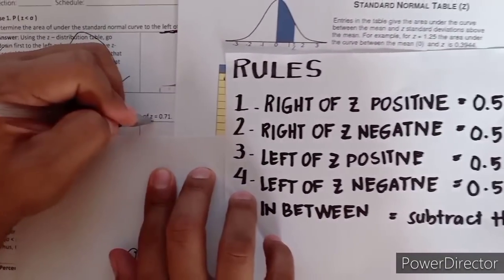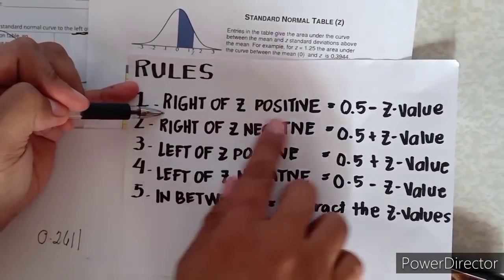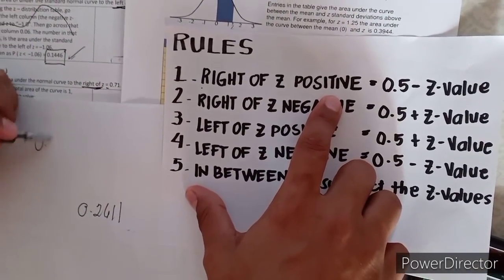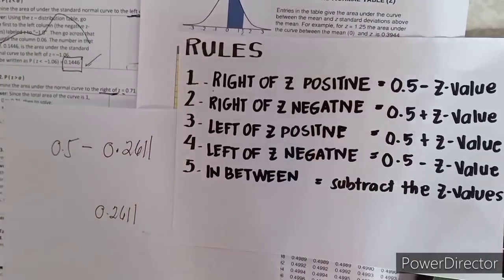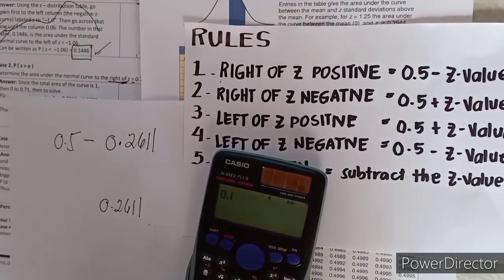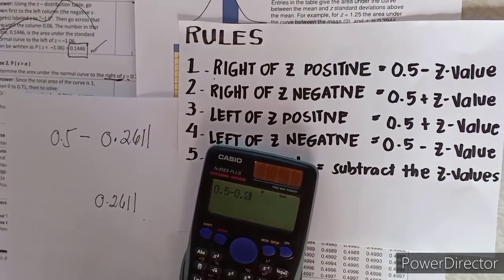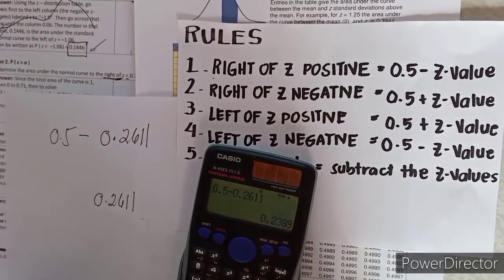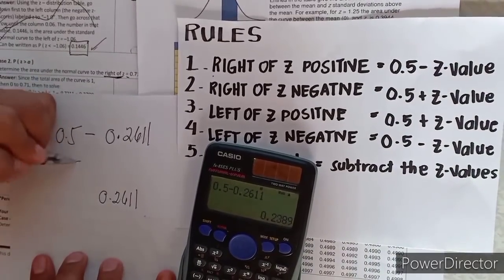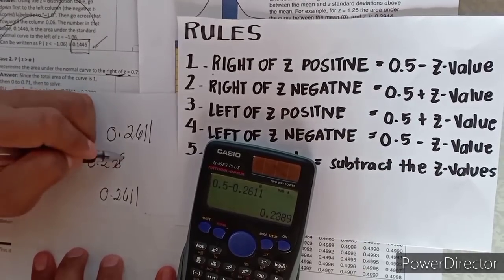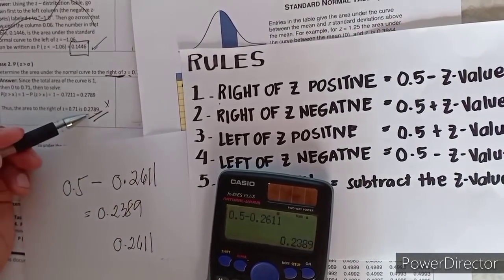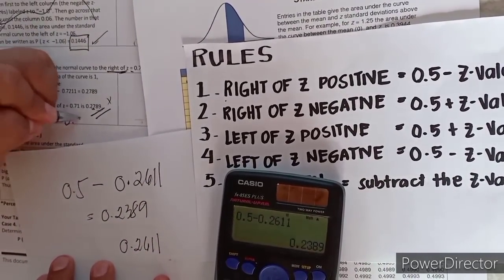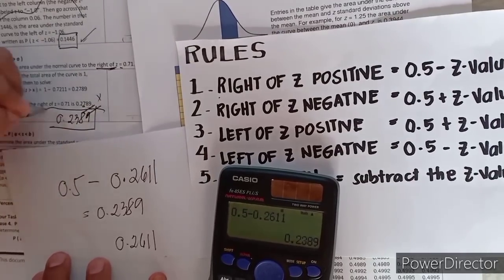1, 2, 3, 4, 5 ba? Tingnan natin. Right of Z positive. So, rule number 1, sabi niya 0.5 minus 0.2611. Okay? Let's try. 0.5 minus 0.2611. The answer should be 0.2389. Mali po ang nandito. Siguro na typo. So the answer should be 0.2389. Are we clear, Ma'am Tintin?